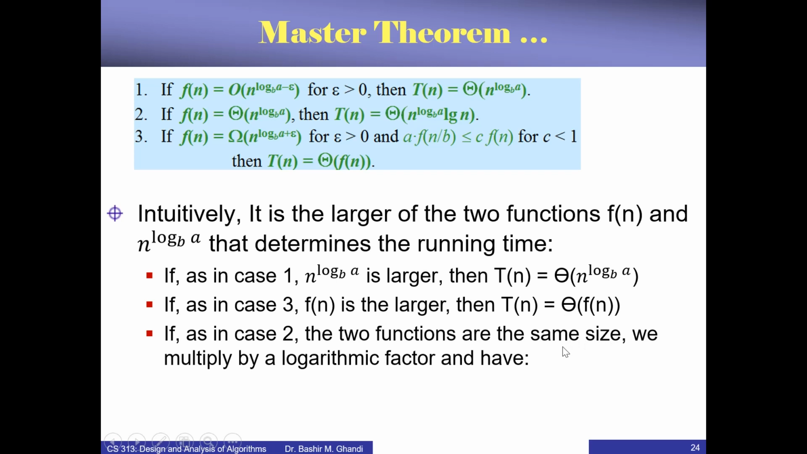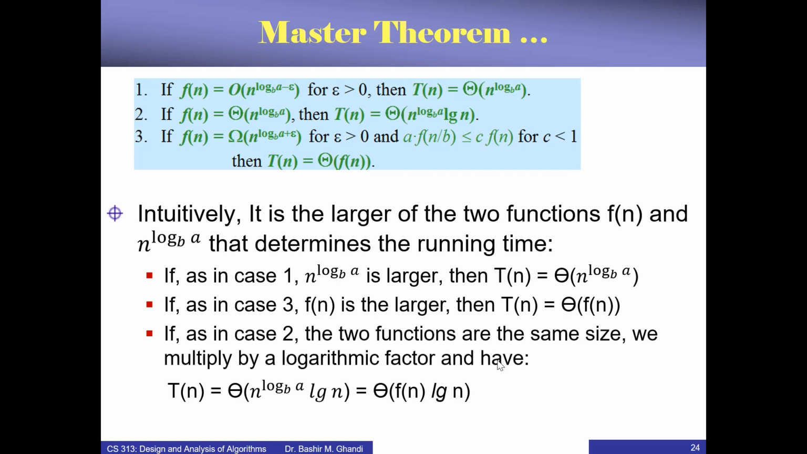In other words, they run at the same rate, so we simply multiply one of them by a logarithmic factor, and we will have T(n) equal to theta of n to power log of a to base b times log of n, or theta of f(n) times log of n, either way. Alright, so I hope this gives you more sense of what the theorem is trying to say, but we will better understand when we take examples.